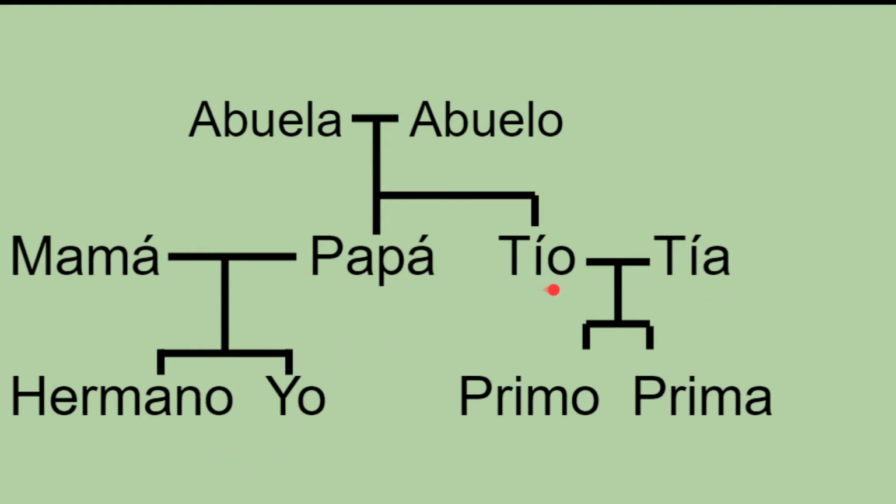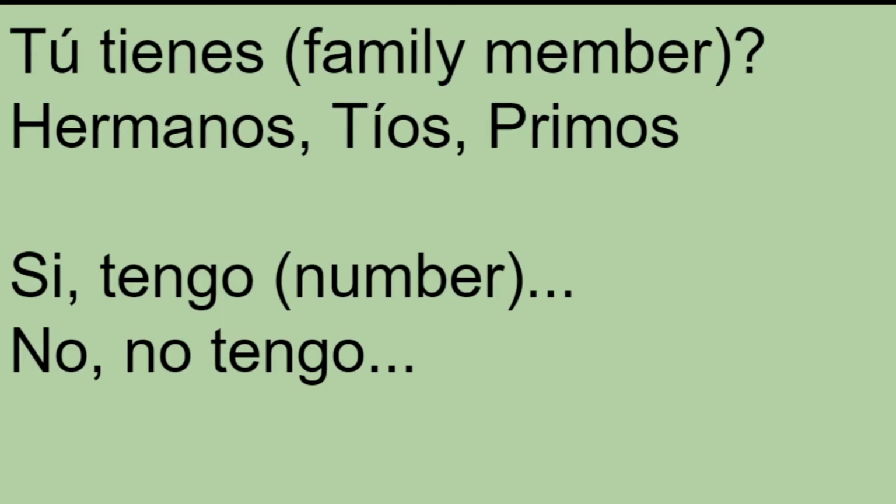Tía, tío. Aunt, uncle. Prima, primo. Cousins. Let's take a look at how to ask someone whether they have a certain family member and how to tell them that you do, or maybe you don't. To ask someone whether they have a family member, you can ask, ¿Tú tienes? And then a name. Usually you'll ask this with hermanos, tíos, and primos. These are siblings, uncles or aunts, and cousins.